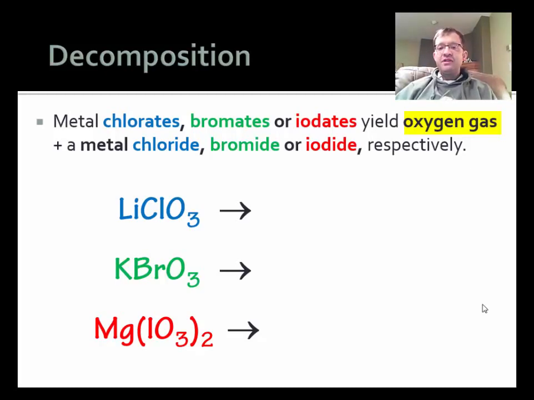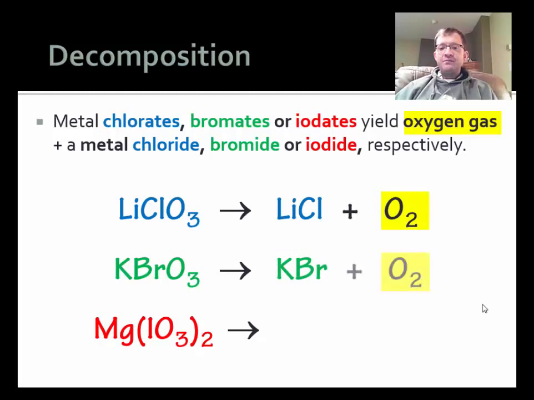And it'll produce then, as each of these decomposes, the chlorate, lithium chlorate, will produce a chloride, lithium chloride. The bromate will produce a bromide, potassium bromide, and oxygen. And the iodate, magnesium iodate, will produce magnesium iodide and oxygen. So notice here that the chlorate becomes a chloride, the bromate becomes a bromide, and the iodate becomes an iodide. It makes good sense, really. What else would they become? And then as you take off the oxygen, that's what's left behind.